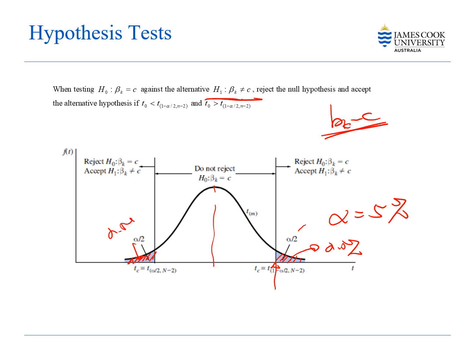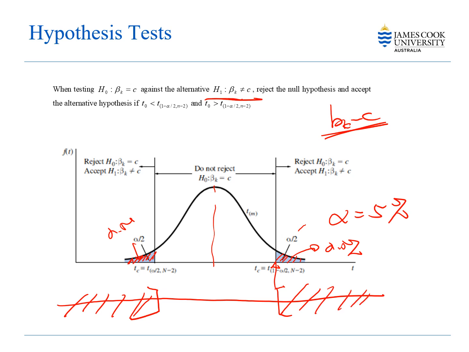So the rejection zone now is this area. For any t that falls in this region, the probability of this happening under the null is very small, less than 5%. Then we reject the null. If in contrast the computed t value falls within this middle region, it has a high probability of occurring under the null. Then we fail to reject the null.